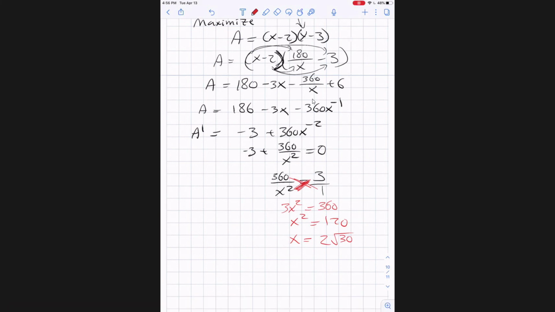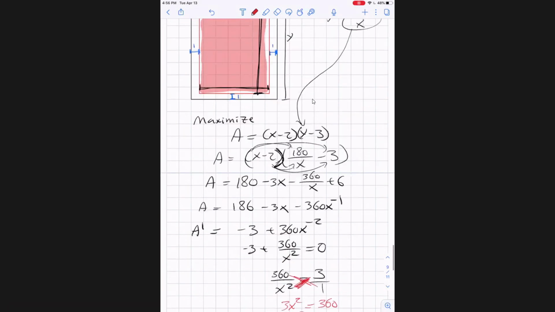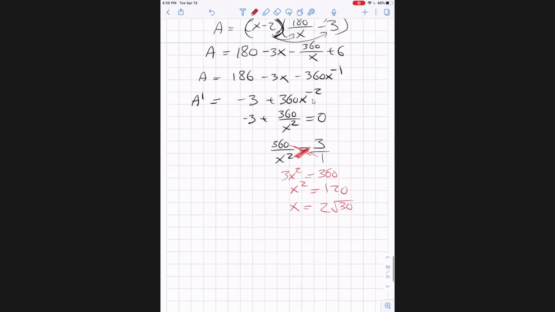Now, what is y? Well, if you go back up and look at what y is right here, 180 over x. So y equals 180 over 2 radical 30. Now, the back of the book would probably rationalize the denominator by multiplying top and bottom by radical 30. You could just say 90 over radical 30 here. I just reduced the 2. So x equals 2 radical 30. y equals 90 over radical 30.